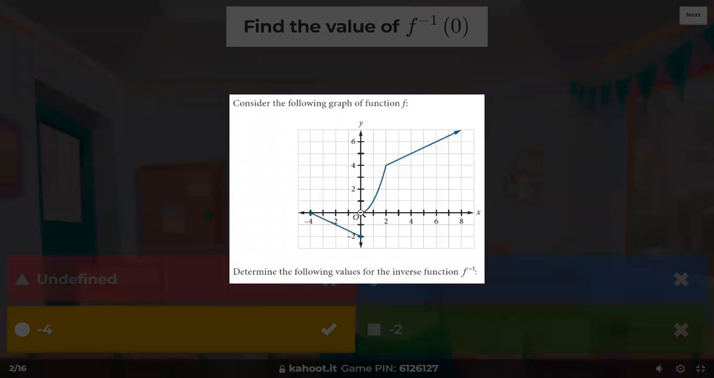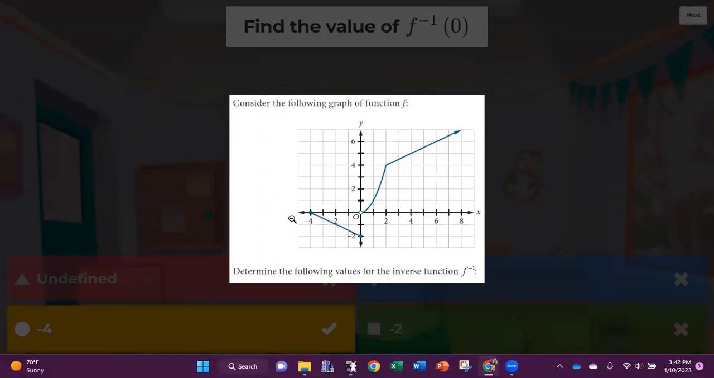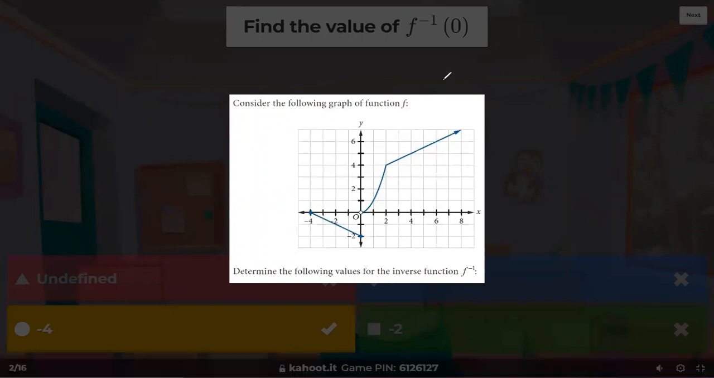Let's talk about it. If I go to 0 and I'm at 0 at Y equals 0, I need to find an X value. And the only X value that has Y as a 0 is at -4. So it's saying, what is your X when Y is 0? That's -4.